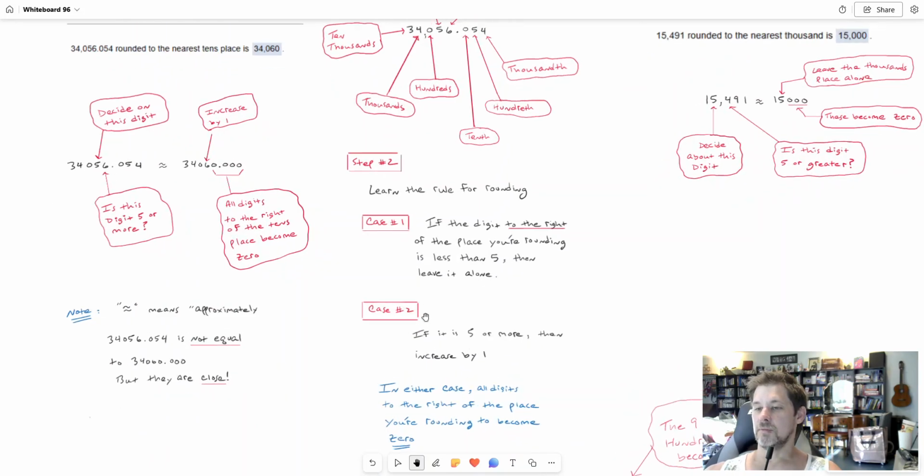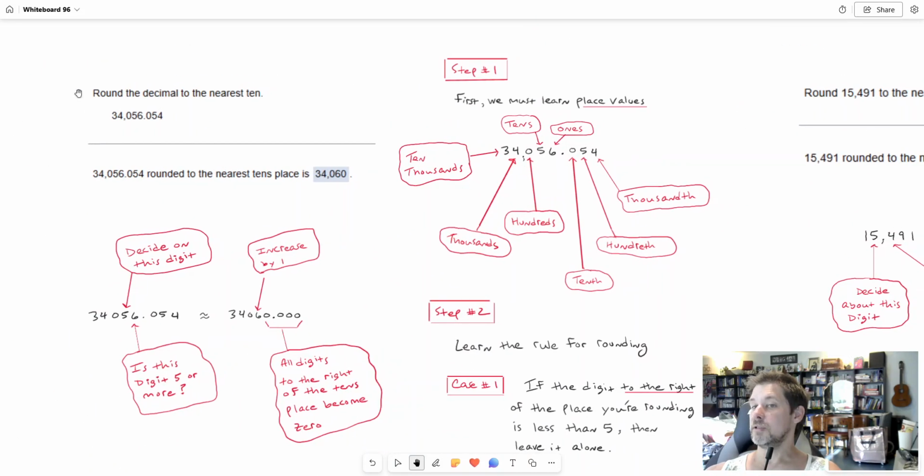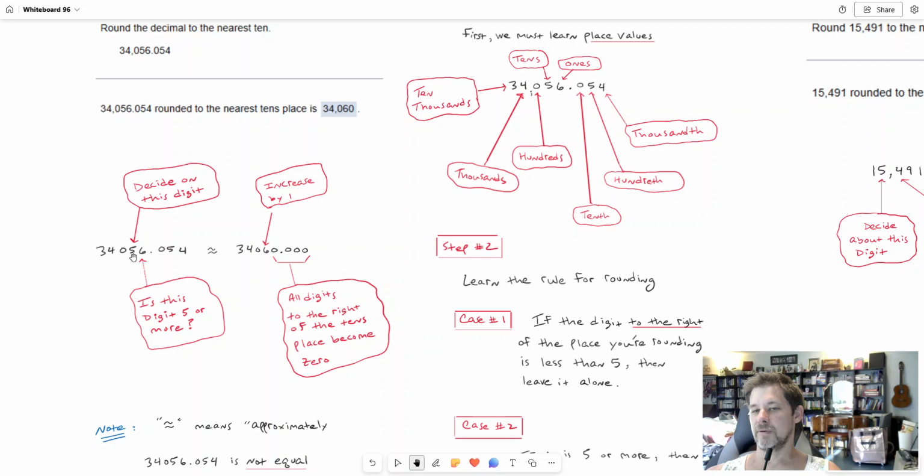Even though I'm going to do something a little bit different, it'd be good to start with this one again. So I'll run through it real quick just to summarize. I want to round this number to the tens place. That number right there, the 5, is the tens place. I make my decision about what to do with that number based on the digit immediately to the right.